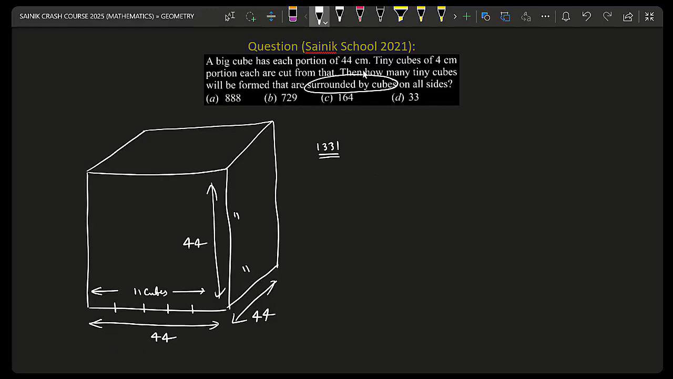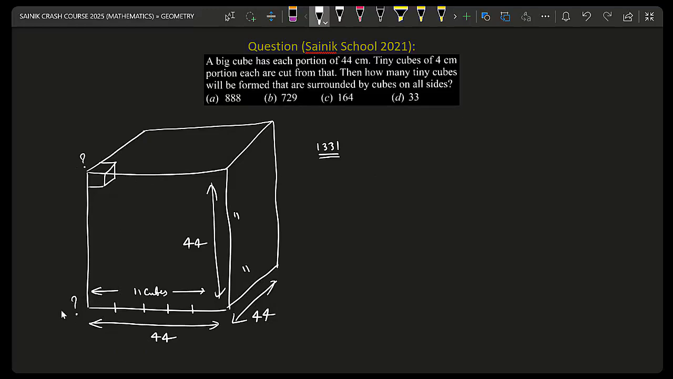No, sir. Okay, for example, there is a corner cube which is formed here. This is one corner cube. Now tell me, is this corner cube surrounded by cubes on all sides? No, sir. No, because it is at the edge, right? Yes. And what about this corner?